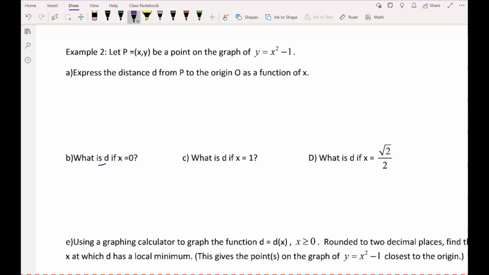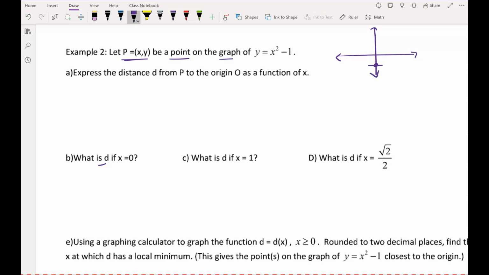Example 2. Let P equals (x, y) be a point on the graph of y equals x squared minus 1. Whenever you are working on a problem, make sure you understand each and every variable. Right here it says P is (x, y), a point on the graph of a parabola. So the first thing you might want to do is sketch your curve. It's a parabola because it's an x squared, and you have the vertex at (0, negative 1).